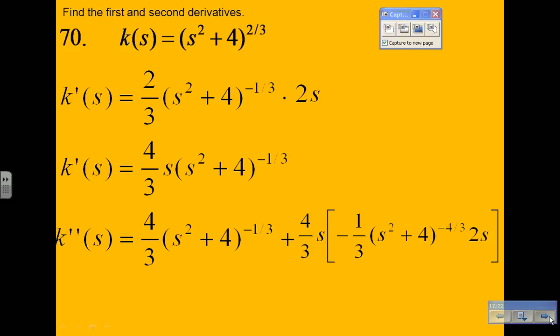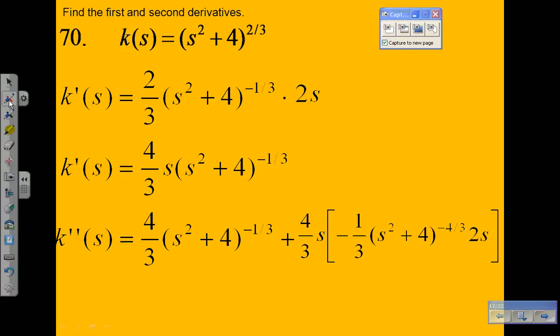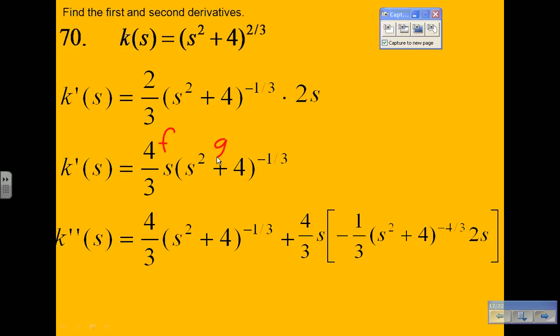Times what? Right, this whole second part is the derivative of s squared plus 4 to the negative 1/3. You multiply it, right. The product rule says if you have f times g, you have f prime g plus f g prime. That's the product rule, and that's how it works on this one. This 4/3 s is the f function. This is the g function. That's how I look at it.